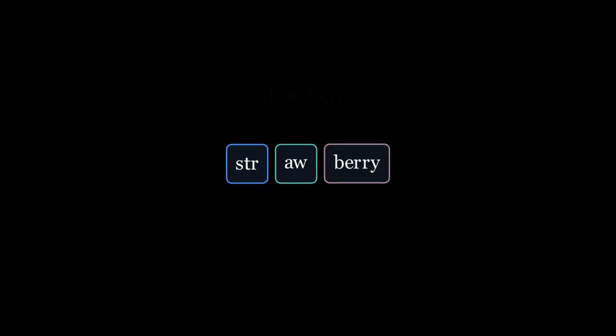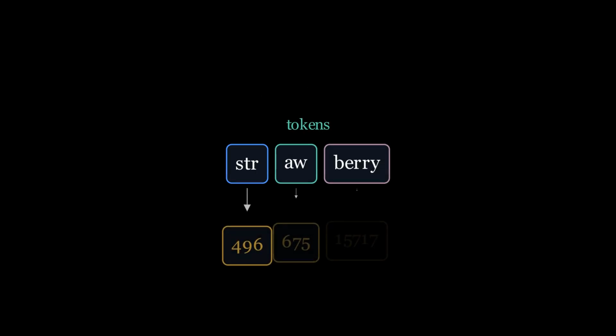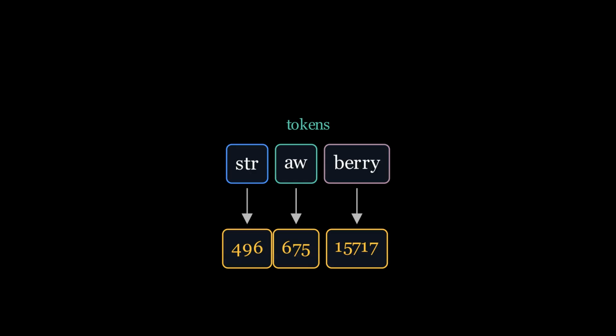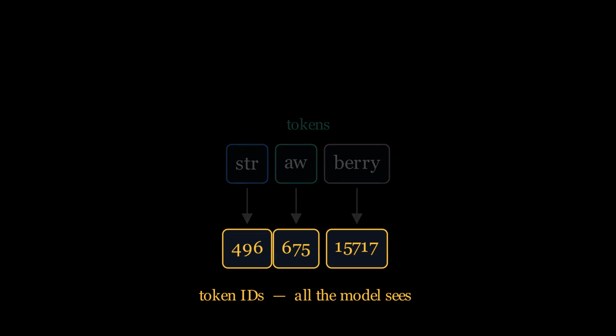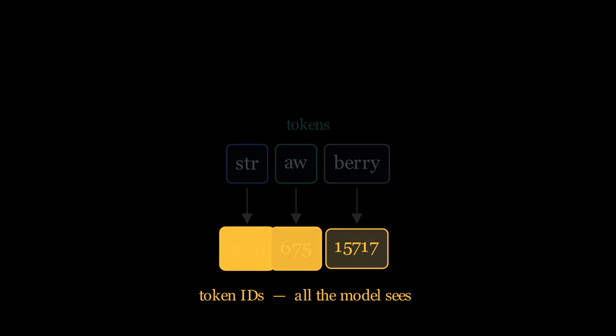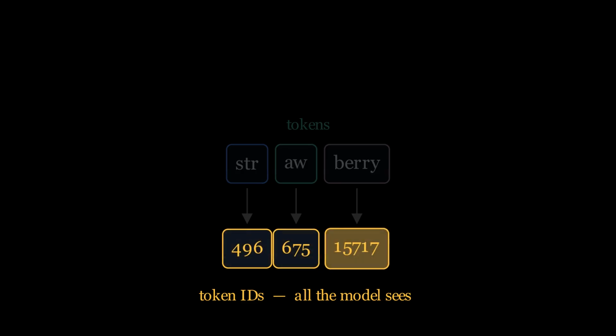Before a language model reads a single thing, its text is chopped into pieces called tokens, and every piece is swapped for a number. That's all the model ever receives, a stream of numbers. It's reading the world through a translator that speaks only in IDs, and the translator throws the letters away.